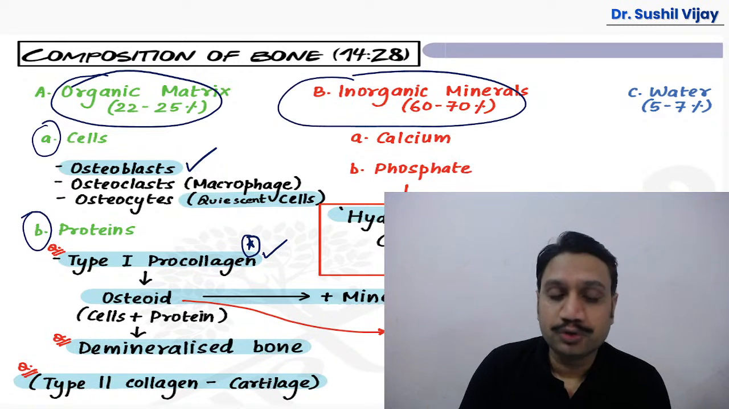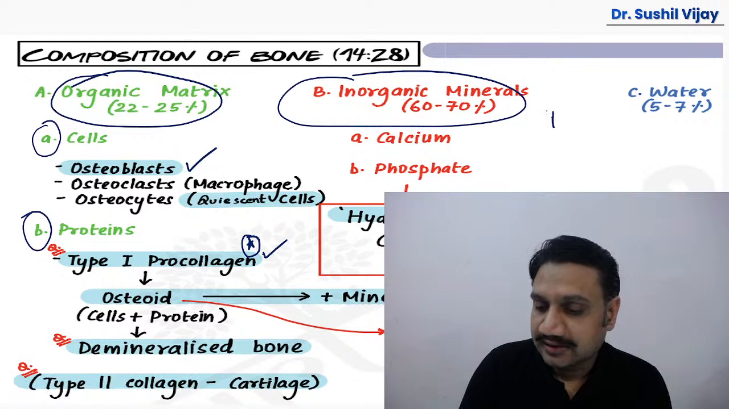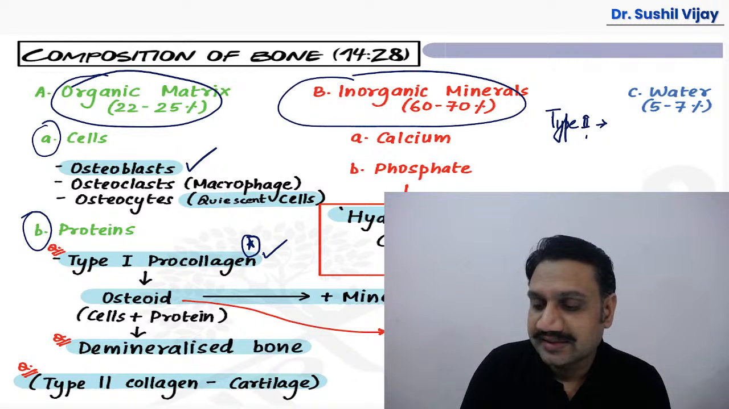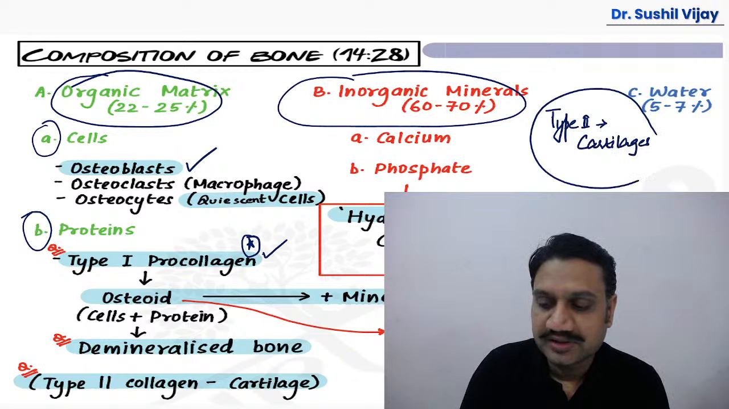Now if they ask you about type 2 collagen, it is basically present in the cartilages. So please remember, type 1 collagen in the bones and type 2 in the cartilages.